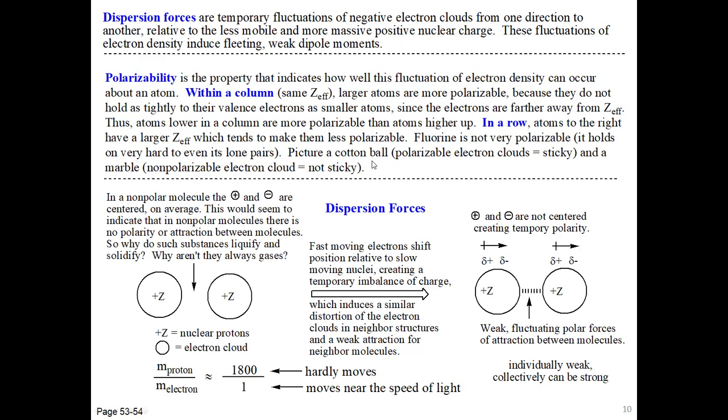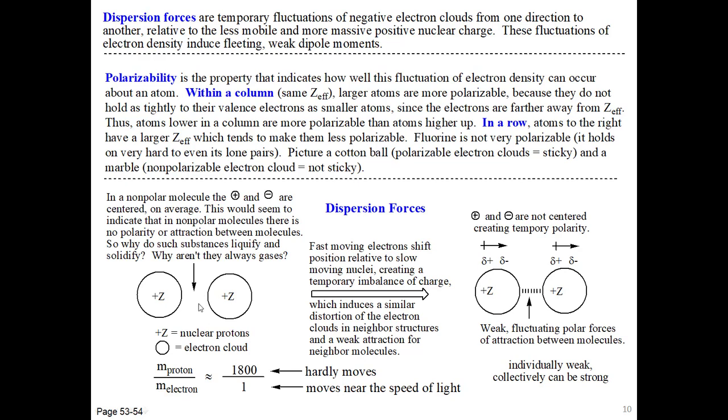If you stick a bunch of cotton balls together, they kind of stick to each other. It's kind of like having polarizable electrons. They can move around. But if you try to put two marbles together, they're not going to ever stick to each other. Okay, so they're held too tightly, like a fluorine holds its electrons.